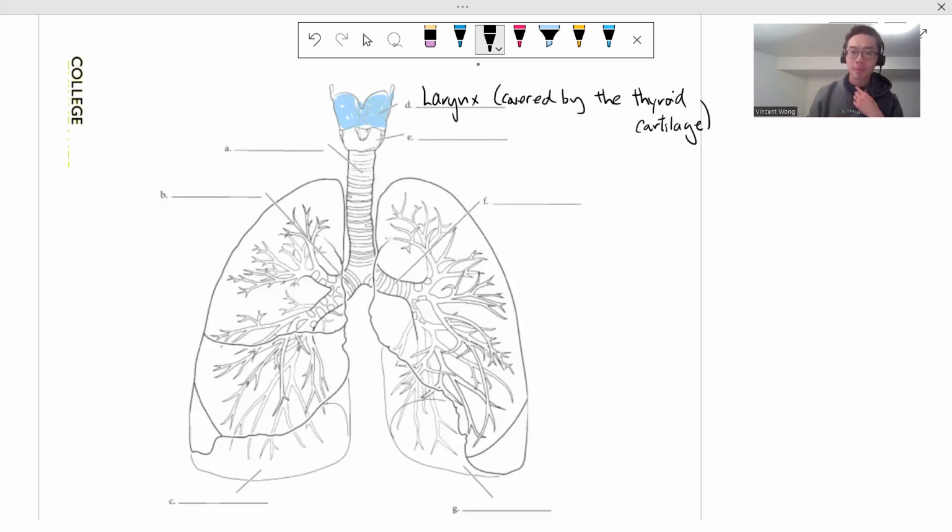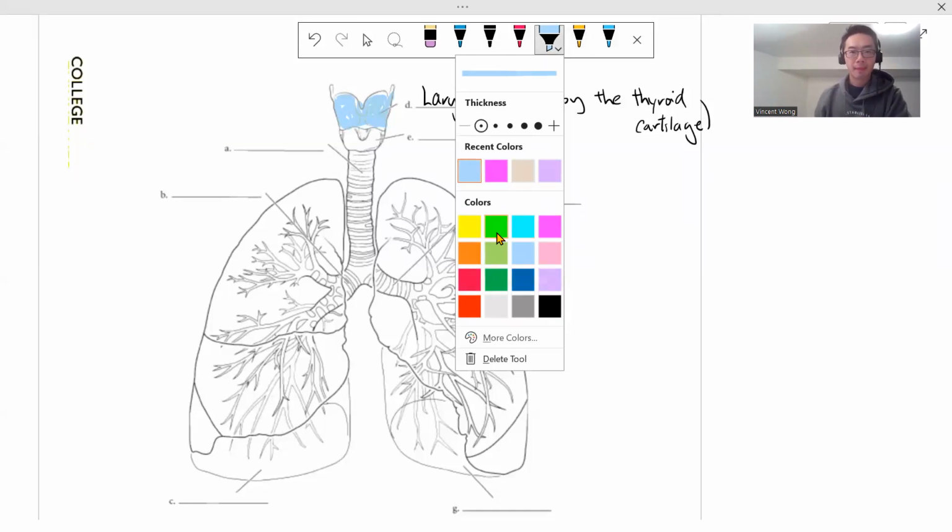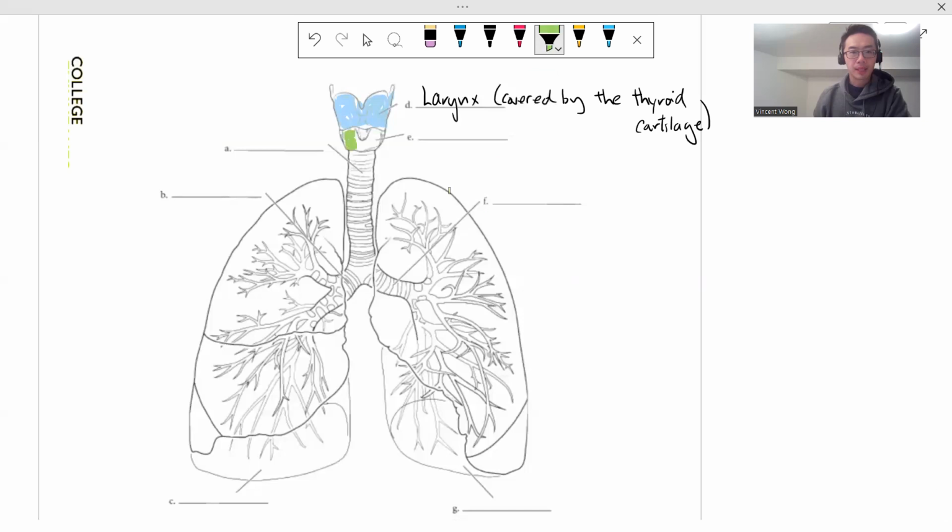The Adam's apple, remember I talked about that? But then again, females also have the thyroid cartilage, which is not as prominent, right? This here is another cartilage that supports the throat, supports the larynx. Okay, and that is the cricoid cartilage.